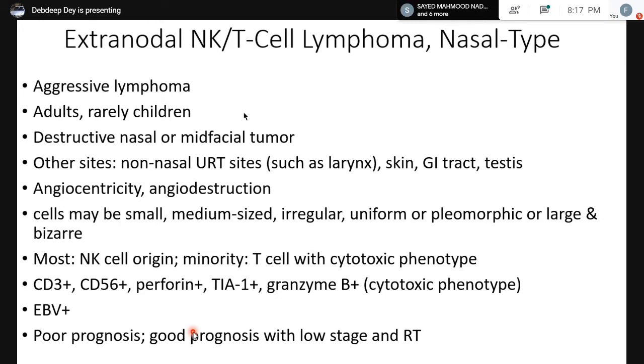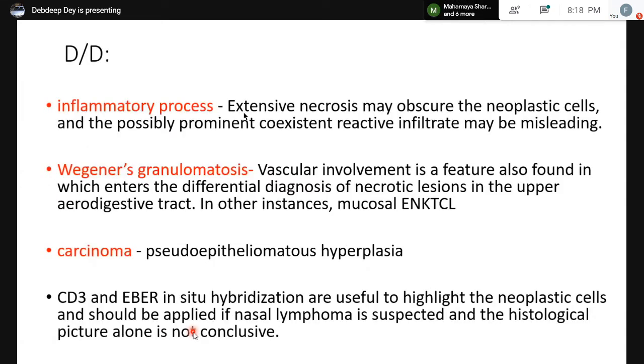Most cells have NK cell origin, with a minority having a T cell cytotoxic phenotype. It is positive for CD3, CD56, perforin, TIA1, granzyme B, and it's EBV positive, and it has a poor prognosis. Good prognosis with low stage and radiotherapy. But the differential diagnosis is what is very important here.